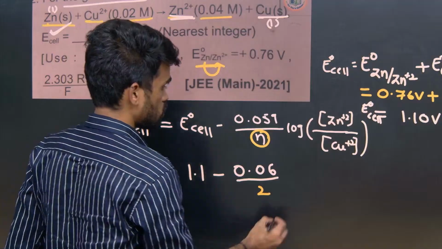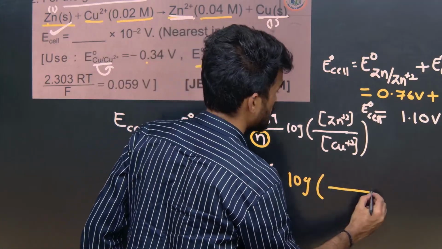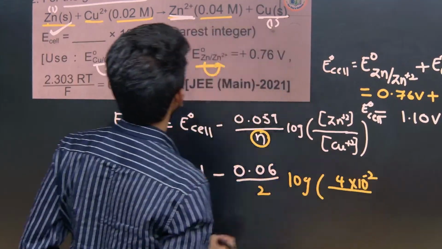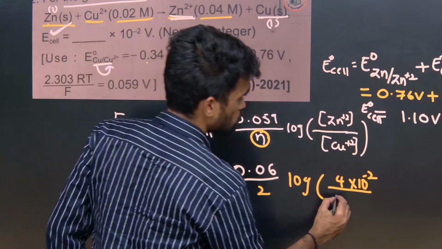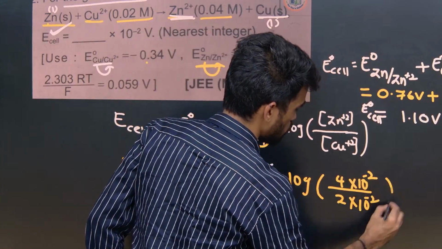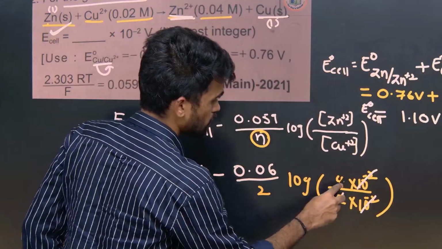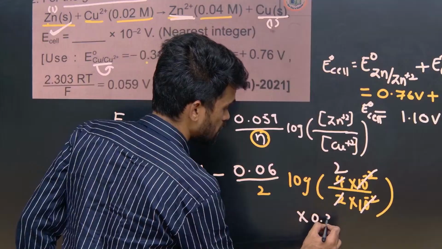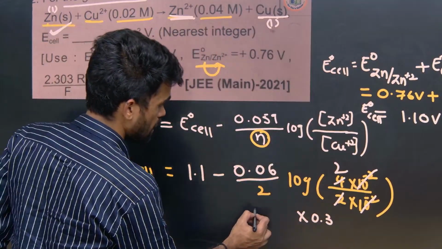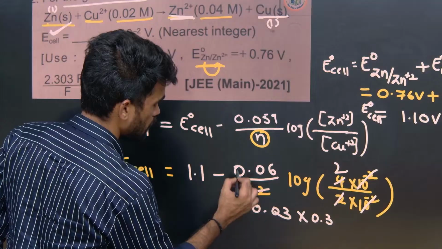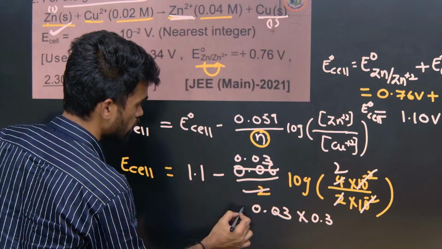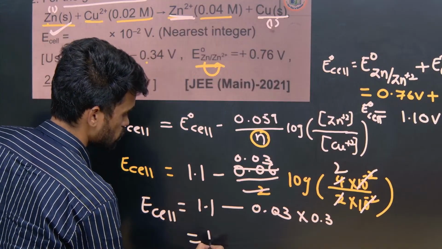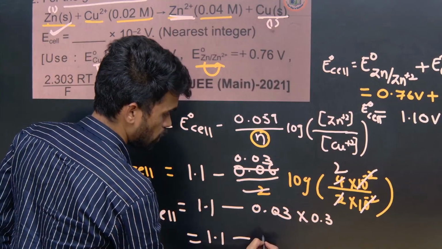Yeah. So next, log of concentration of Zn plus 2 over copper plus 2. How much is Zn plus 2? 4 into 10 power minus 2 I can write. And copper plus 2, 2 into 10 power minus 2 we can write. So remove these numbers and this gives you log 2, so you can say 0.3010, I am taking 0.3, and here you have 0.03 by cancelling this out. And here 1.1, so this is the E cell value. So 1.1 minus this will be how much?